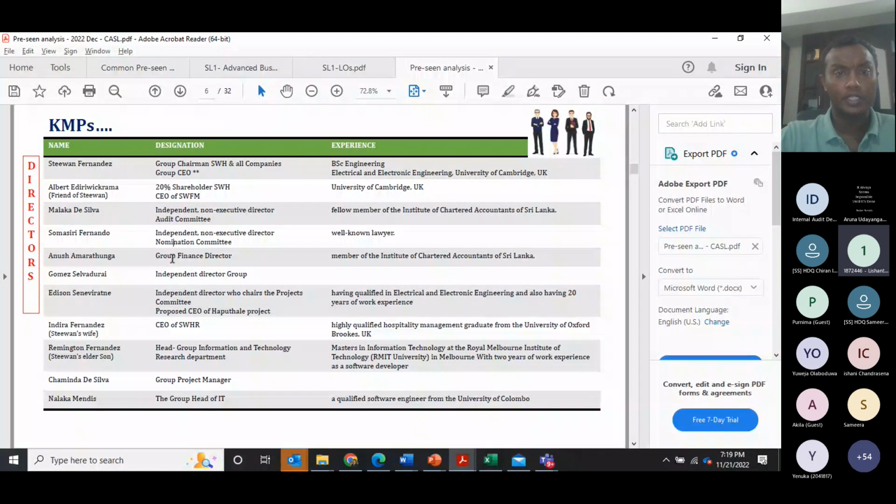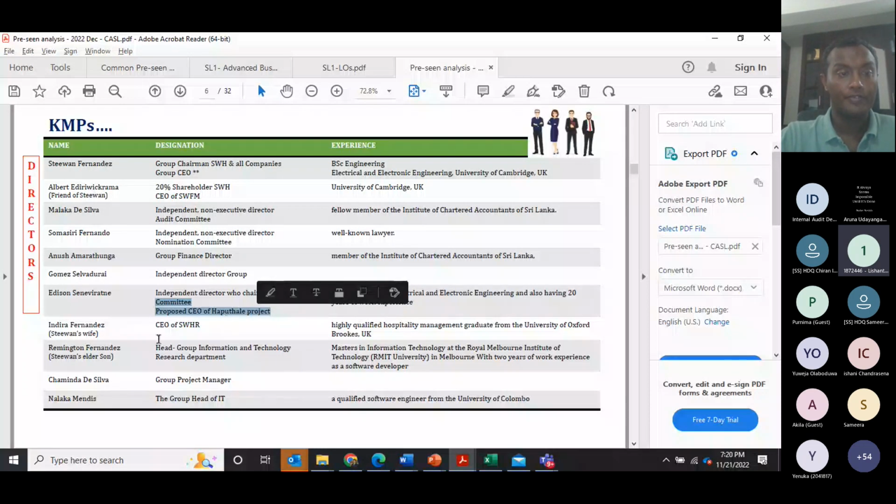And the nomination committee, again, independent director. So group finance director is a qualified chartered accountant. There's another independent director, Gomez. I think he's the one going to start this power plant. Am I correct? But then, no, this director, Edison Seniviratna, right? He's an independent director, chairs the project committee. But then he's the one who is going to involve in this Haputale project. Now, do you think after that he can be independent? So those issues you need to really see.